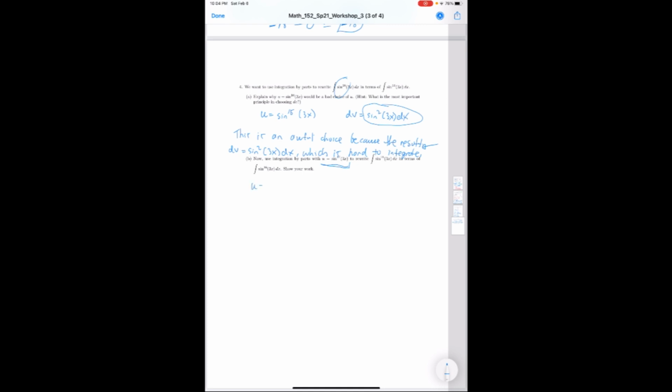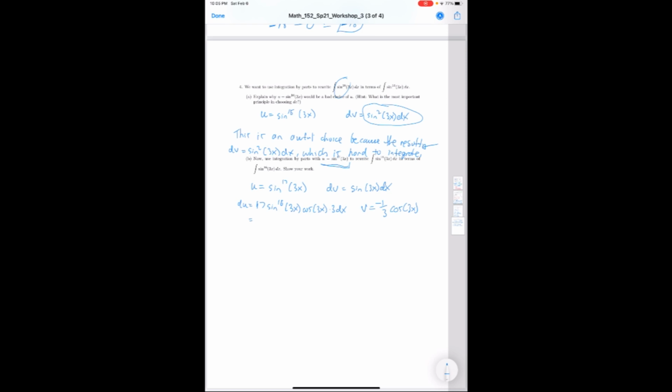All right, so what we do is we choose u equals sine to the 17th 3x. dv equals sine of 3x dx. That product now comes out to sine to the 18th. So du is equal to 17 sine to the 16th 3x cosine 3x times 3 dx. That's by the chain rule, by the way. Repeated application of the chain rule gives us that. And v is equal to negative 1/3 cosine of 3x.